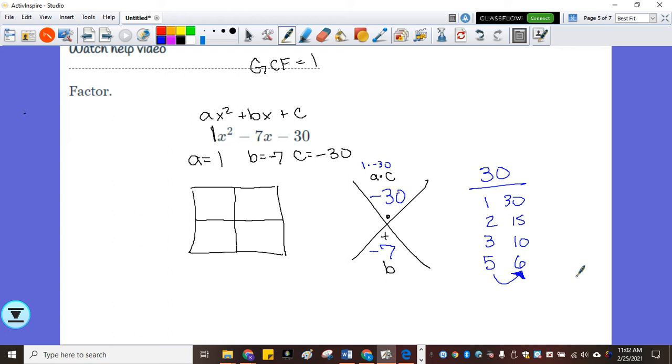Which one, if I made it negative, could add to negative 7? 3 and 10. Not both, because a negative times a negative would give me a positive. We only want one of them to be negative.